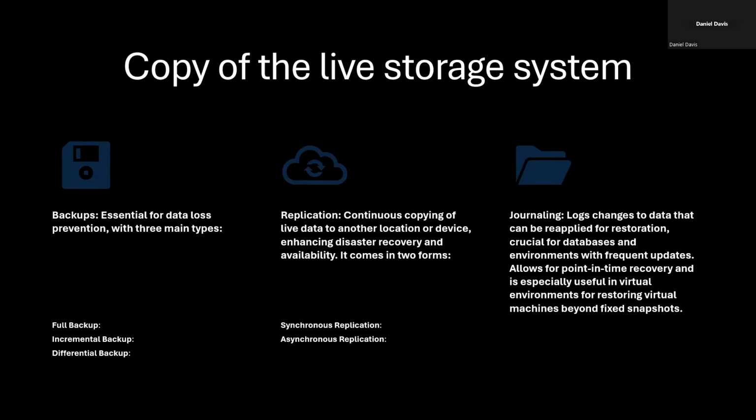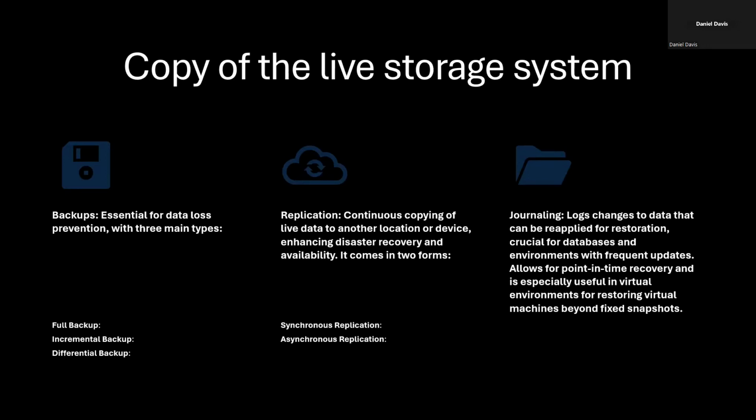Let's talk about copies of the live storage system. First on our list is just the good old-fashioned backup, which is essential for data loss prevention. We have three types that we're going to look at: full backup, incremental backup, and differential backup. A full backup will copy the entire device or storage system. A full backup will generally require more resources and more storage.